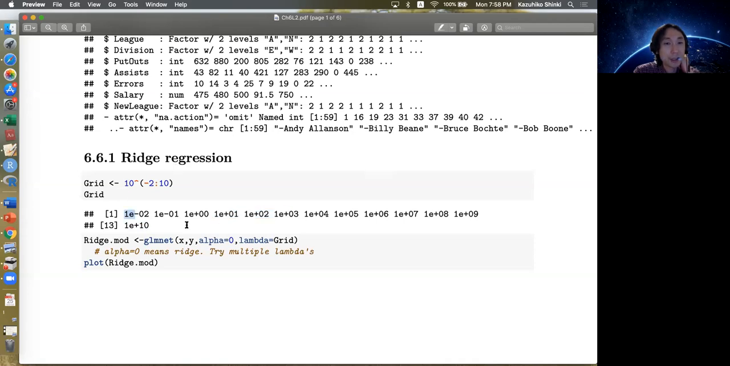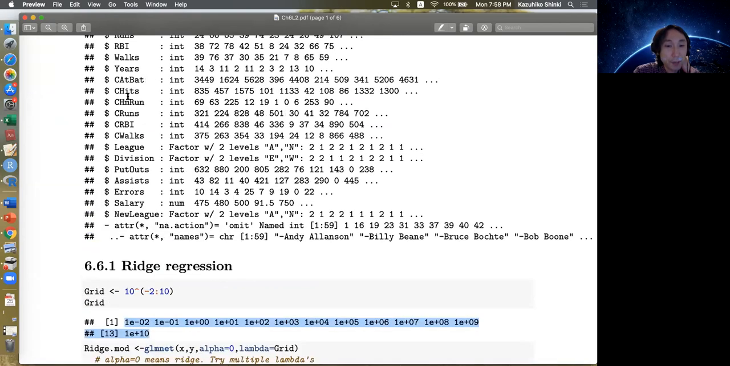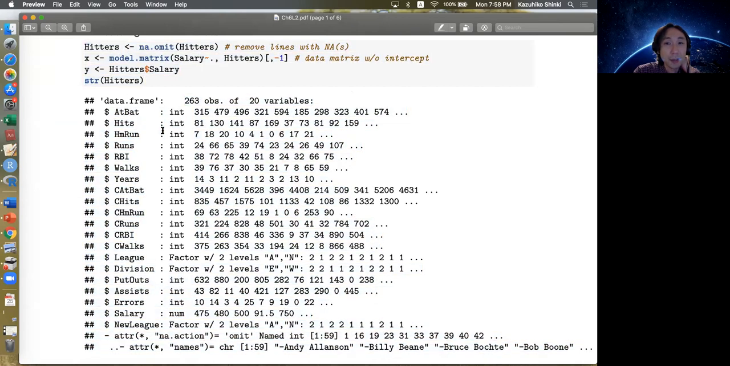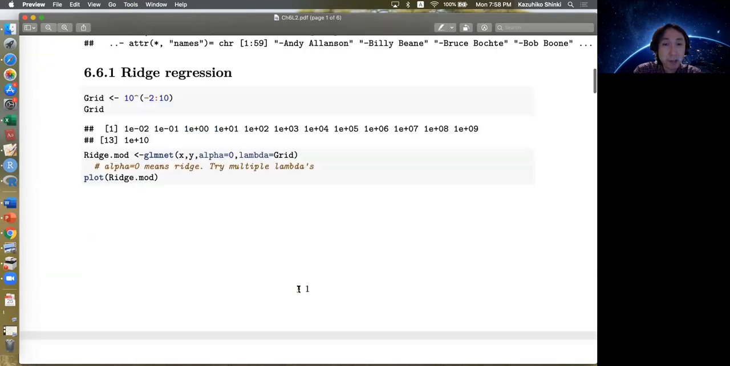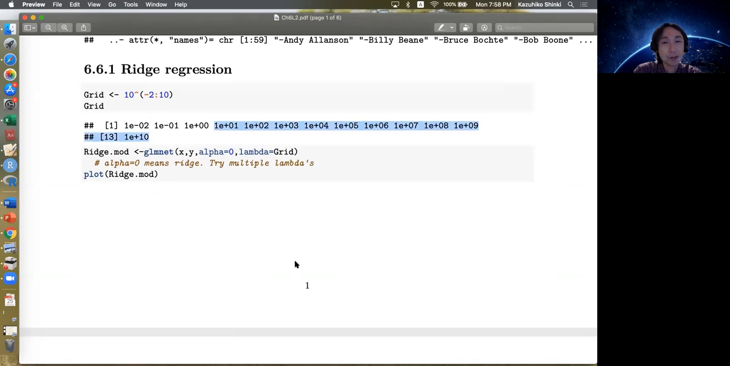So we think about 13 different lambdas, and we want to see how the coefficients look. We regress salary on, I don't know how many variables, 20 variables. Except for salary, we have 19 variables. So we estimate 19 plus 1 parameters, and we want to get those parameters for each value of lambda. Lambda penalizes the size, so with a large lambda, coefficients get smaller.